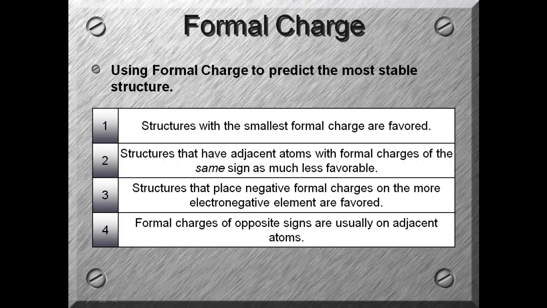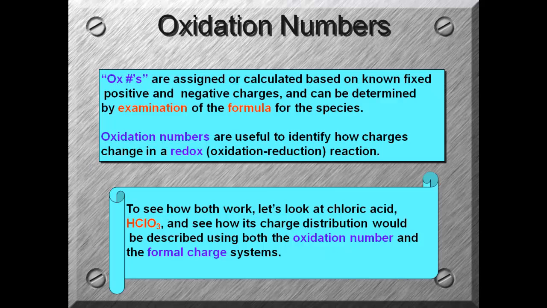Structures that have adjacent atoms with formal charges of the same sign are much less favored. Structures that place negative formal charges on the more electronegative element are favored. And formal charges of opposite signs are usually on adjacent atoms. Oxidation numbers are assigned or calculated based on known fixed positive and negative charges and can be determined by examination of the formula. Oxidation numbers are useful to identify how charges change in a redox reaction.